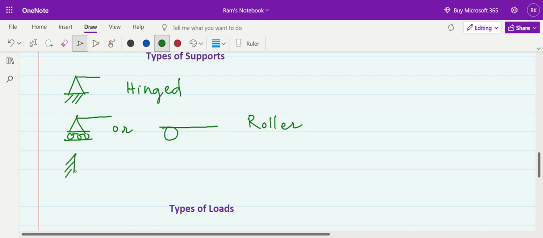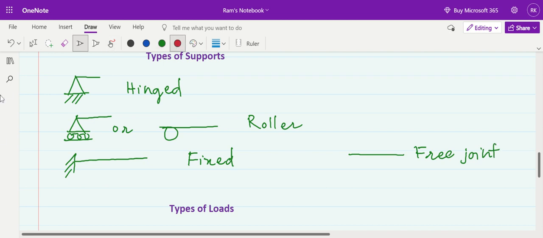Another type of support is a fixed support. It is indicated like this. We are going to encounter these terms later. Let us understand the meanings and other aspects related to the supports at a later stage, as and when they come up. I will be explaining, but let us understand the basics of these supports. And one more joint is there that is not considered a support, but a free joint. So another type is a free joint.